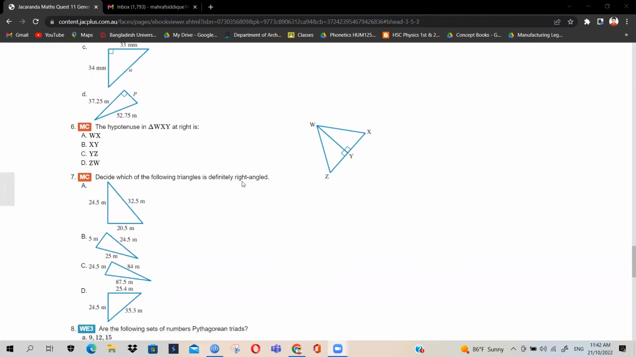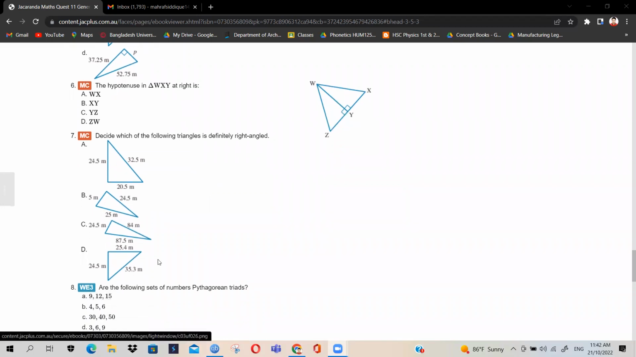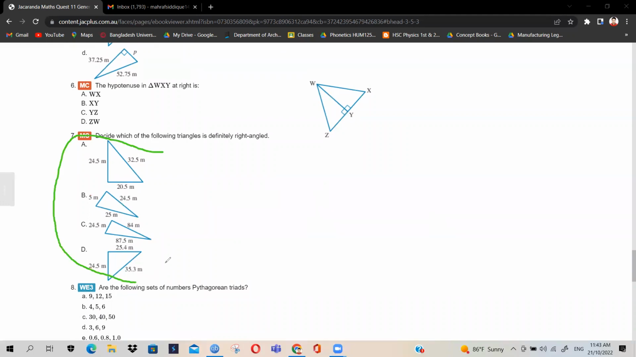Which of the following triangles is definitely right angled? So what will you do? Tell me, in this question, how will you examine which one is the right angle triangle? Guess and check. I'm kidding. Just plug the numbers into the formula, and if both sides are equal, then it will be a right angle triangle. But even if you are getting it by guessing, it's true.